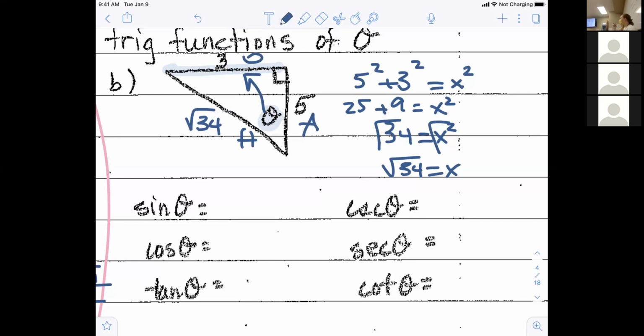All right, now that we've established that, who can give me sine? 3 over root 34. Very good. Somebody else give me cosine. 5 over root 34. What about tangent? 3 over 5. Cosecant? Root 34 over 3. What about secant? Root 34 over 5. And then what about cotangent? 5 over 3. Very good.